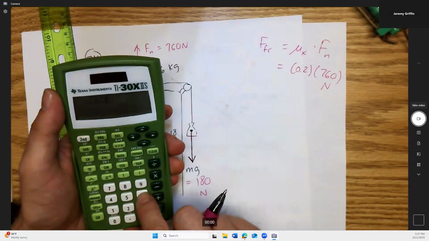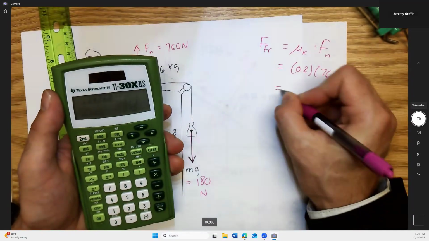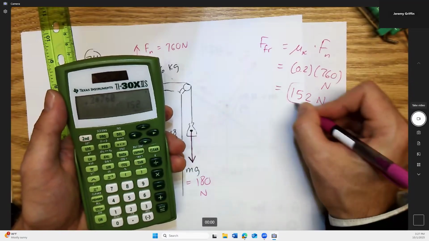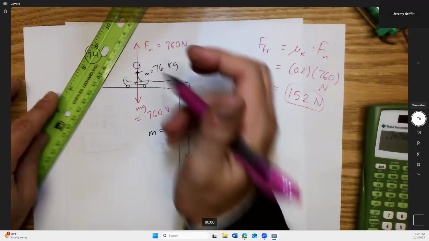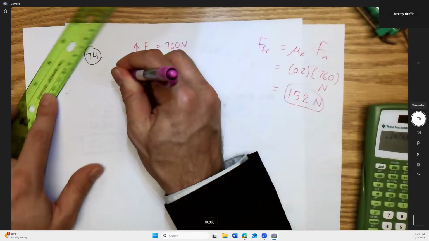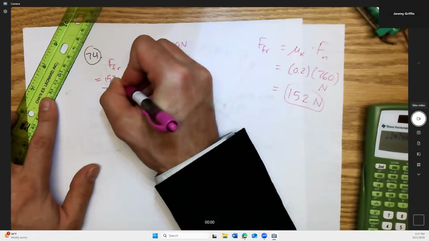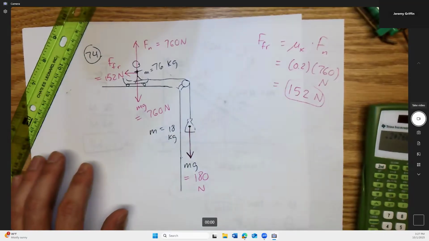So guess how I can find out the friction force? 0.2. I know I'm doing this kind of fast, but if you're super curious about this one, I'm recording the video, so I'll post this. 152, right? And that's going to resist the motion. So I know to draw that backwards. So friction force is 152 newtons. So the forces that matter, I'll circle them.